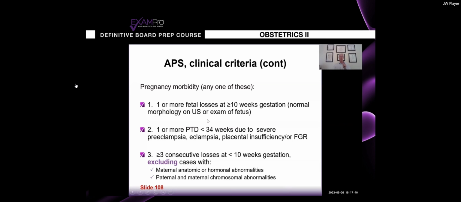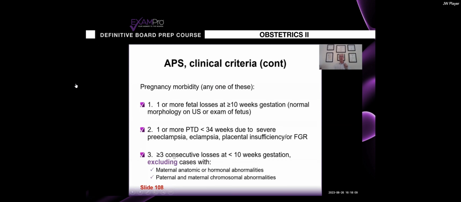Pregnancy morbidity. This is one or more losses at greater than 10 weeks gestation without obvious aneuploidy or anything else like this. The important thing is that the loss occurred at 10 weeks. So this is not somebody where on a 10-week ultrasound I couldn't find the heartbeat, and I went back and did an ultrasound and it showed a 7-week fetus. That's probably a demise that occurred prior to 10 weeks. This is actually a demise at 10 weeks or more without identified aneuploidy or other issues on specific testing.